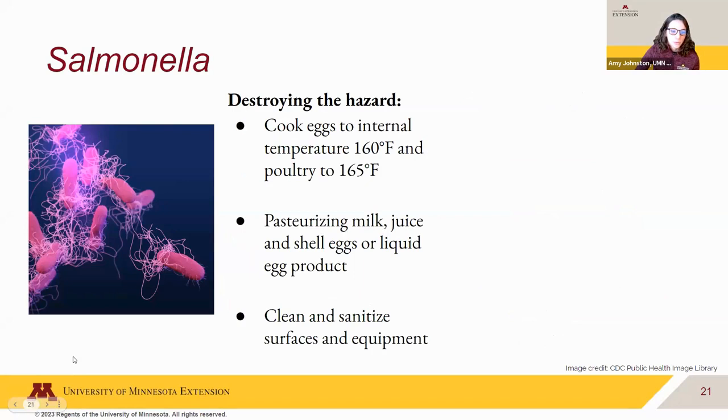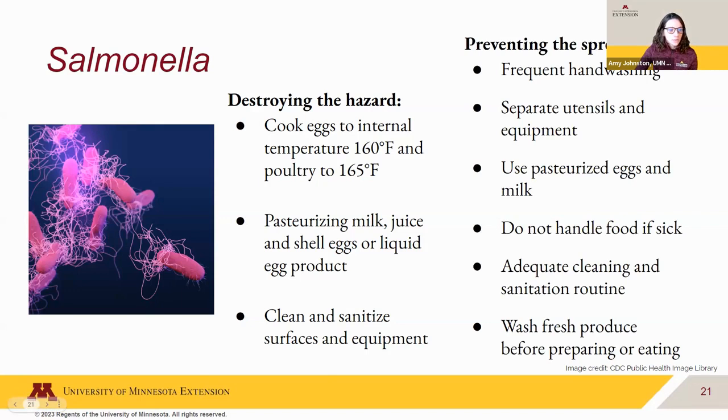Salmonella can be destroyed by thoroughly cooking foods and pasteurization. Cook eggs to 160 degrees Fahrenheit and poultry to 165 degrees Fahrenheit. If preparing runny eggs, use pasteurized eggs. Pasteurizing milk and using that milk to make cheese and other dairy products also reduces the risk of the hazard. Properly cleaning and sanitizing equipment, utensils, and surfaces before and after handling raw eggs, poultry, and meat will prevent any spills from causing contamination on other foods.